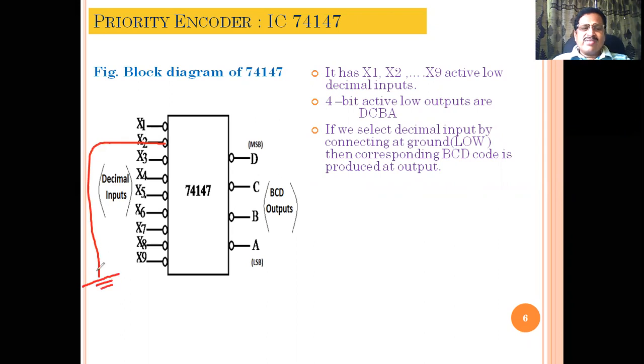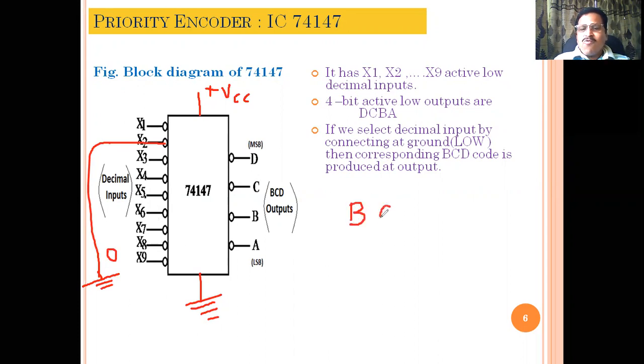Remember that beside the input and output connections, the IC also has plus VCC and ground connections as well. Then and only then will the IC work. You'll find this detail in the actual practical you perform in the laboratory. So now suppose you select X2 as the decimal input. X2 is at logic 0 or low level in the connection. At this instant, you'll find the IC will produce the binary coded decimal output.